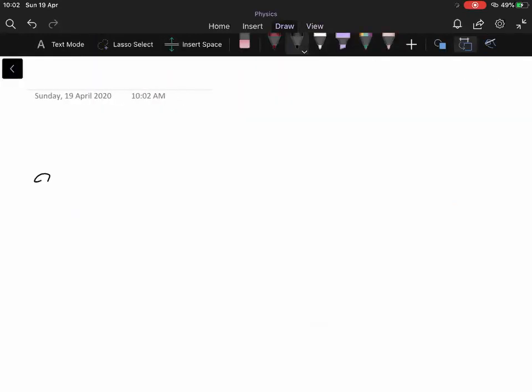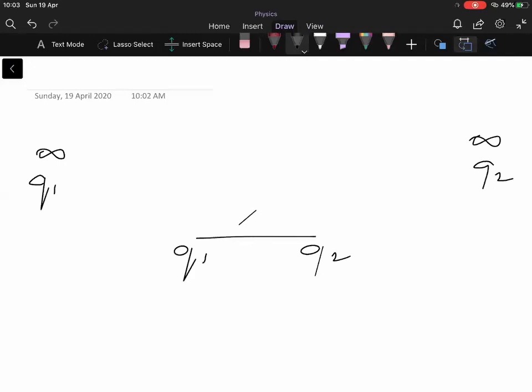the two charges q1 and q2 are initially far apart. Both are at infinite separation. Now you bring them closer by moving both of them, such that the distance becomes r. So in this case, your potential energy of the system will be given by k q1 q2 by r. This is one way.